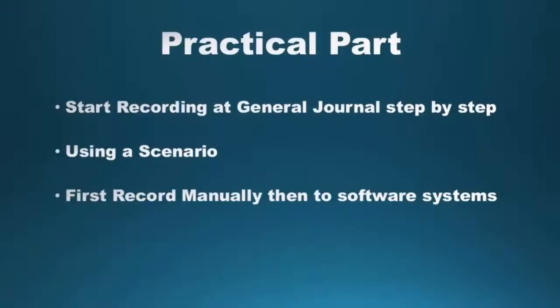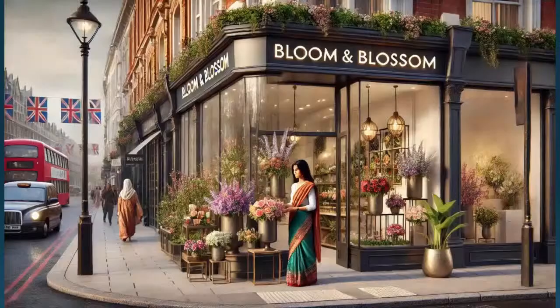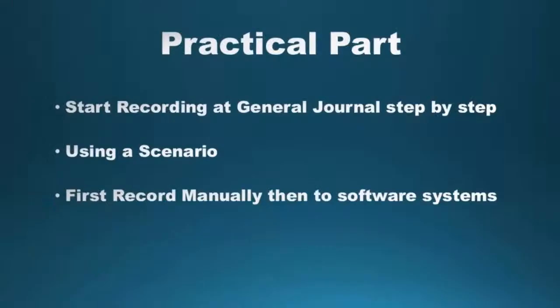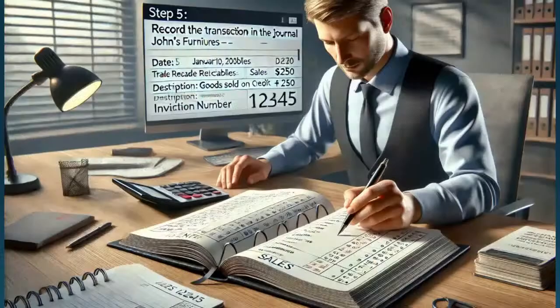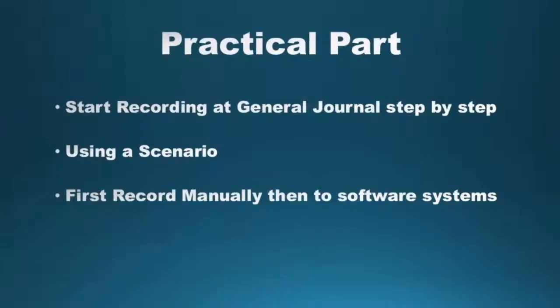As promised, today we're diving into the practical part of recording business transactions. We're going to start entering transactions into the general journal, step by step, using the scenario of Neelam Sultan's florist business, Bloom and Blossom. This will give you a hands-on understanding of how accounting works. In today's session, we'll keep things manual and focus on using a chart to record the transactions. But don't worry, this is just the first step.